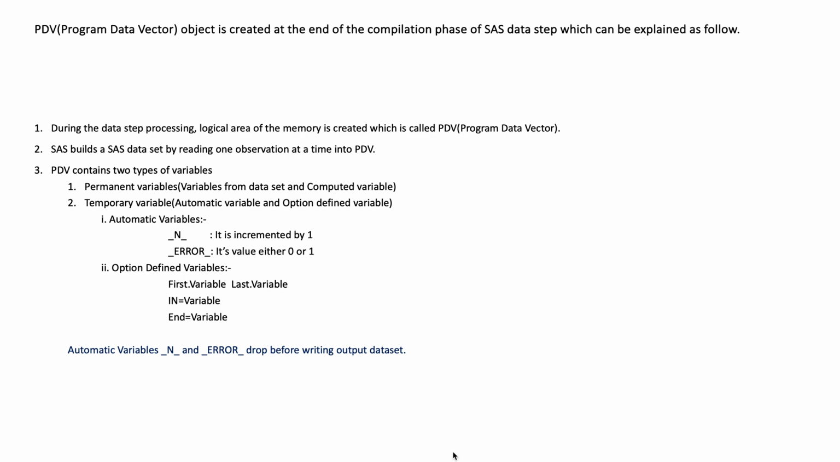Option defined variables. These are FIRST.variable, LAST.variable, and IN= variables. An important point is that the automatic variables _N_ and _ERROR_ are dropped before writing the output data set. That's all about question number 9.